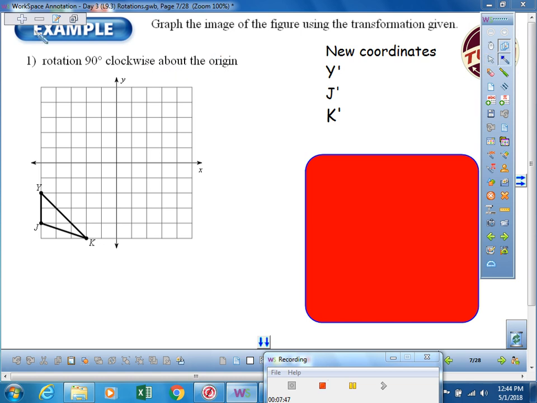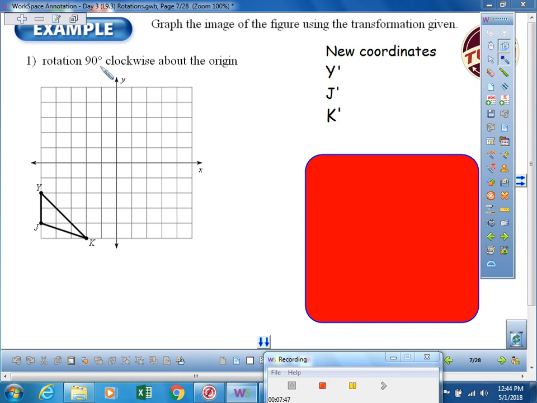Now, okay, let me just tell you. On your notes, I don't look at your notes. Well, I do when I'm walking around, but that's when I'm grading them. But as long as you're writing and doing it, I'm fine. But on a test, you must put rotation 90 degrees clockwise about the origin if you're writing the rule in words.